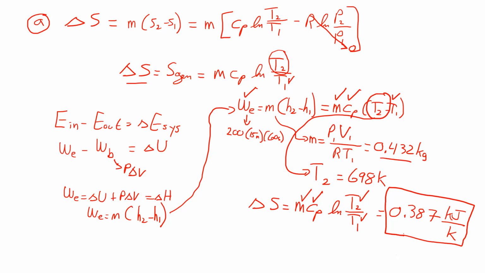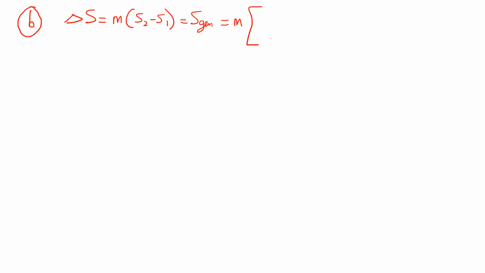So let's go ahead and continue the problem by figuring out the change in entropy for variable specific heat. So we get change in entropy, right? Mass times the entropy at state 2 minus the entropy at state 1, right? Which happens to be equal to Sgen, by the way, according to our second law analysis. So delta S would be the change in entropy for an ideal gas assuming variable specific heat. So it would be S2° minus S1° minus R natural log P2 over P1.